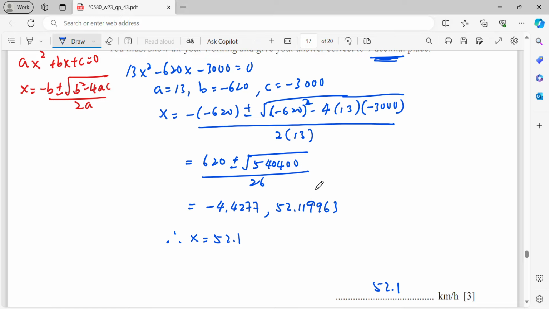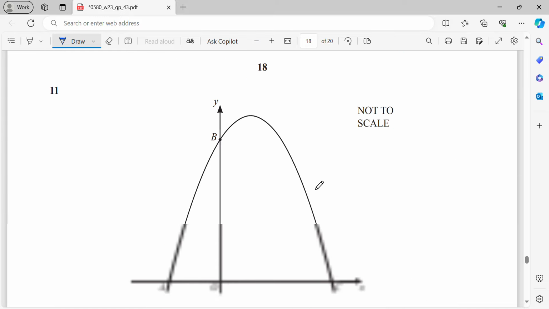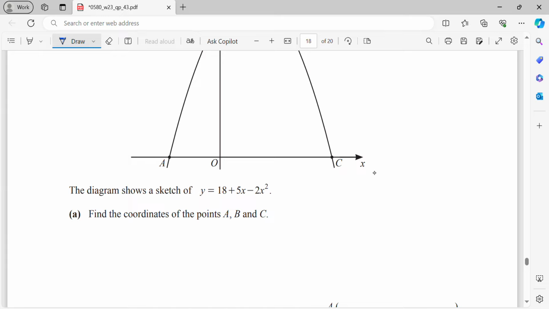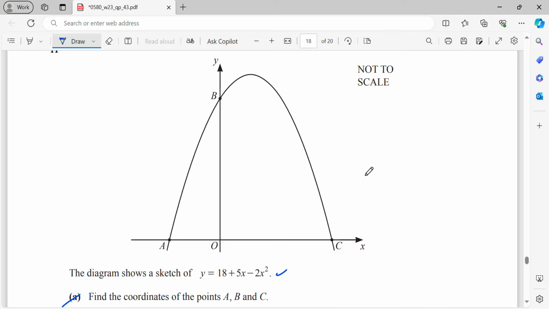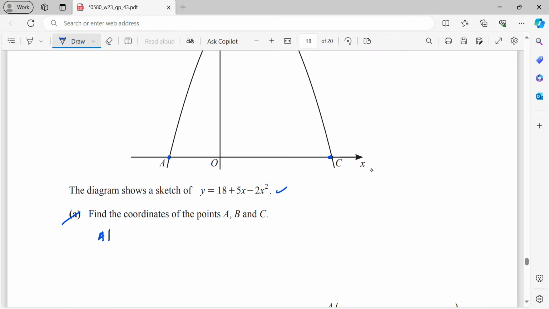Okay? So now, question 11. The diagram shows a sketch of y equals 18 plus 5x minus 2x squared. A, find the coordinates of A, B, C. So at the points A and C, both y equals 0. That means now 0 equals 18 plus 5x minus 2x squared.